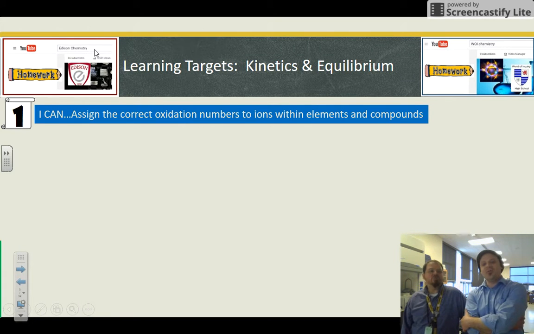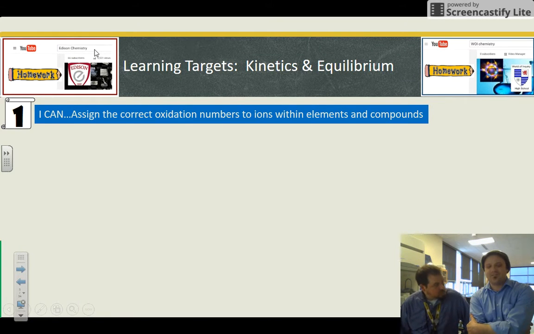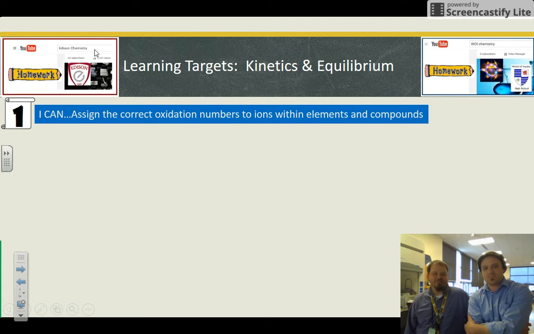So this is what you will be able to do when we drop the mic and you're all done with this unit. Assign the correct oxidation numbers to ions within elements and compounds. Some of those atoms have multiple choices, and we have to have a method to make sure we get the right one.